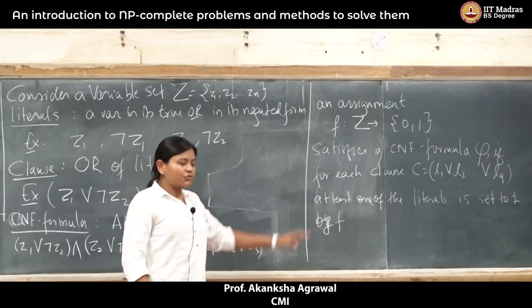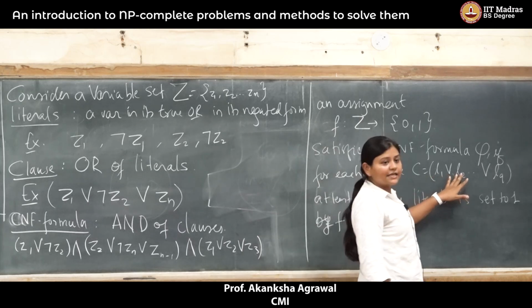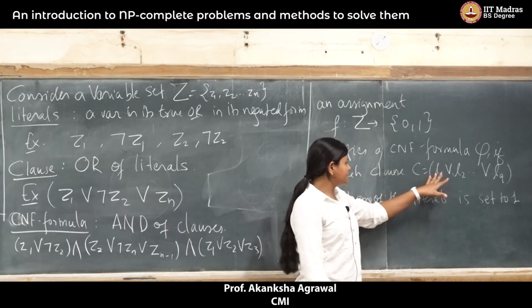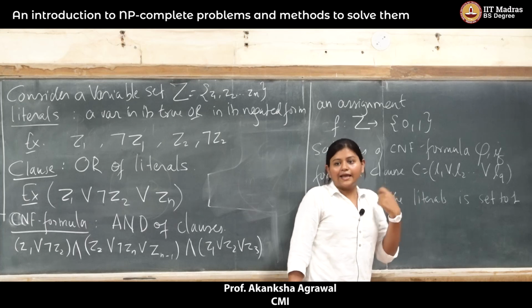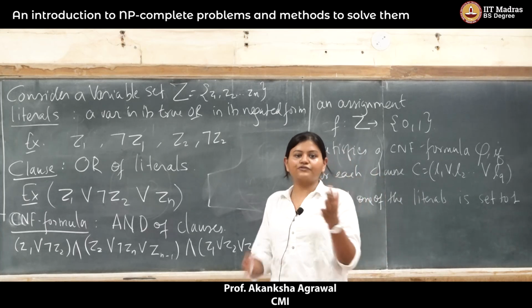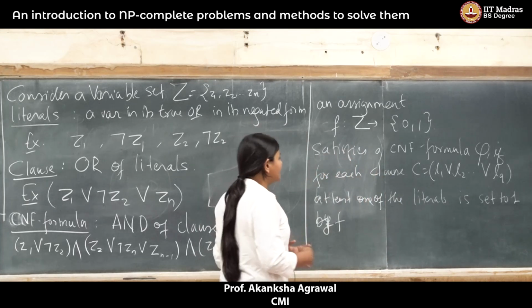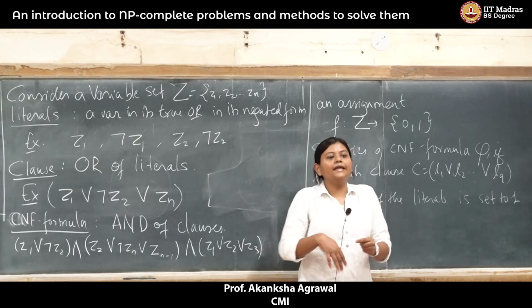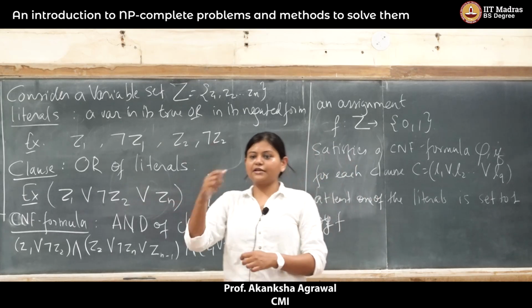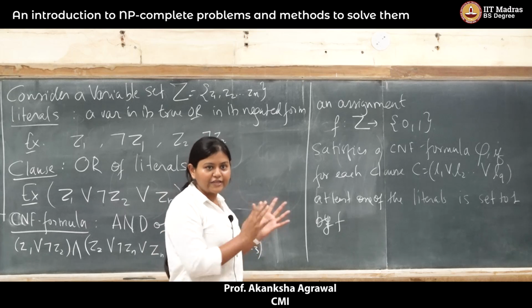Okay. So what do we mean by a literal is set to 1? If the literal is the variable itself, so it's a variable Z, then F of Z should be 1. However, if the literal is say not of Z, then Z should be 0, which means that not of Z is 1. Okay, negation of Z is 1.